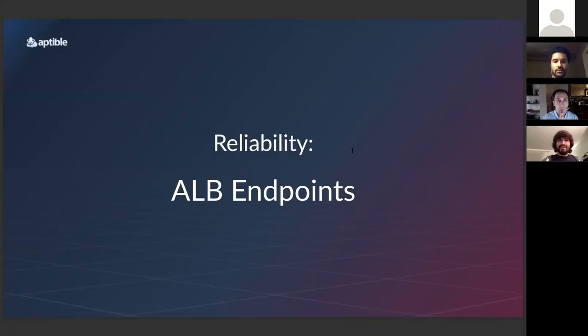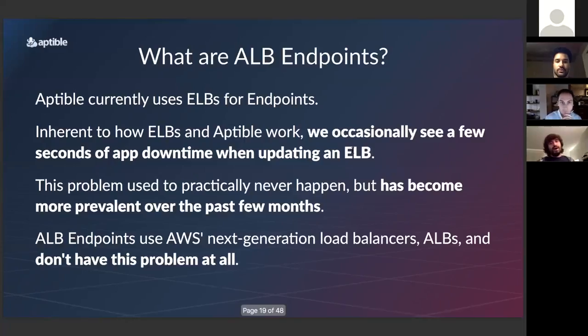All right. So moving on to ALBs. ALBs are another feature we released, this one much more recently. So let's, again, compare to what we had before. Right now, what we use for endpoints on Aptible is ELBs. But given how ELBs work and how Aptible works, sometimes we see short downtime when you're updating an endpoint. Typically during a deploy, the endpoint might go down for often just a couple of seconds. We've seen one or two extreme cases where it might have taken over a minute.